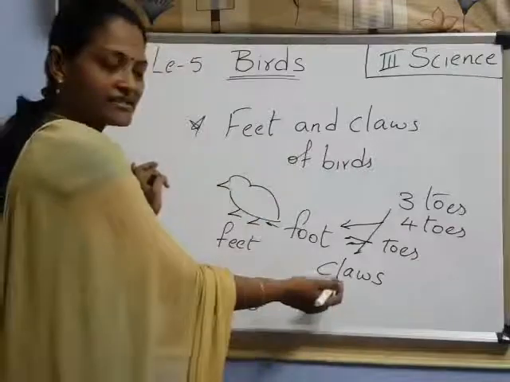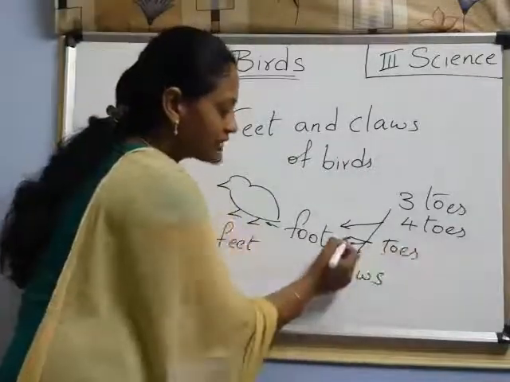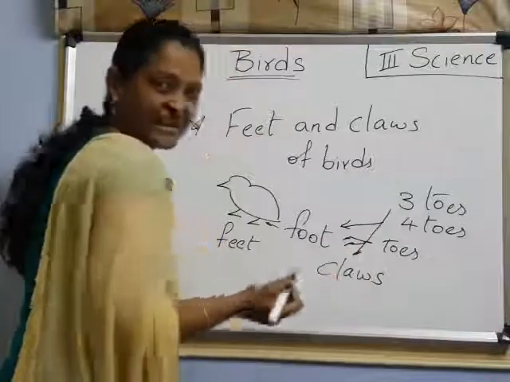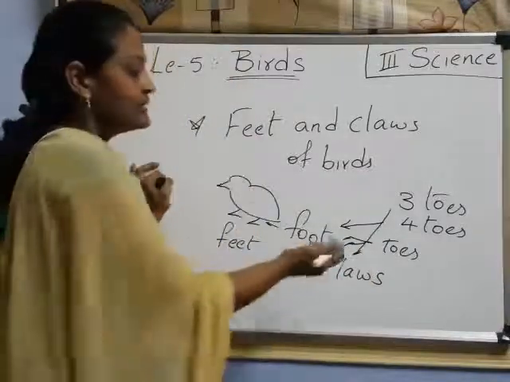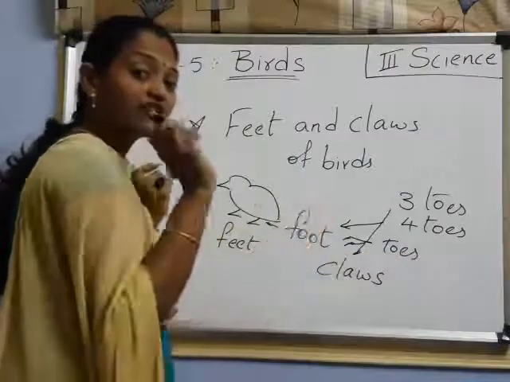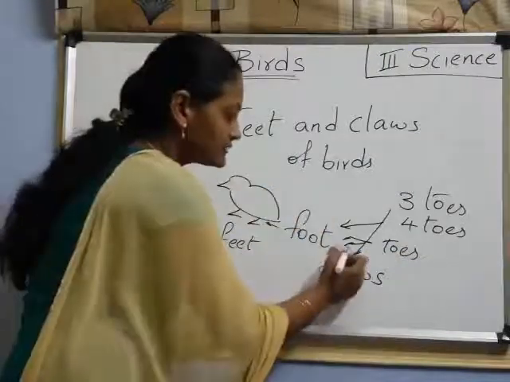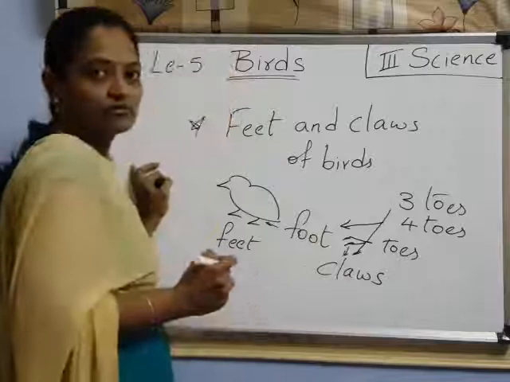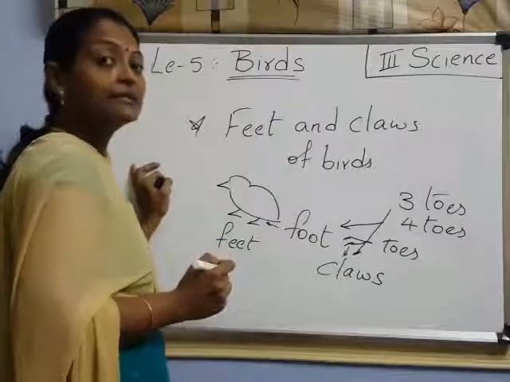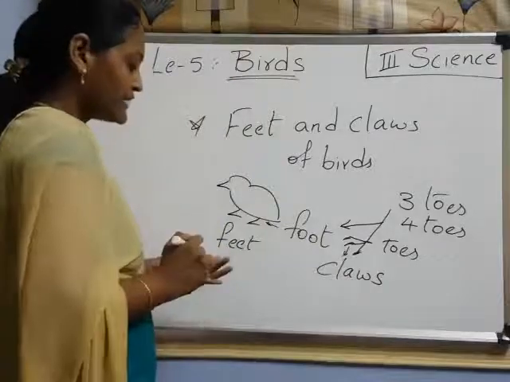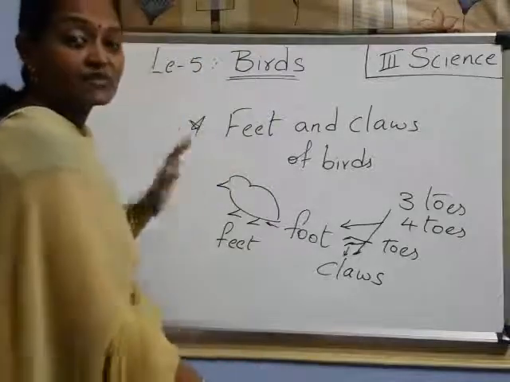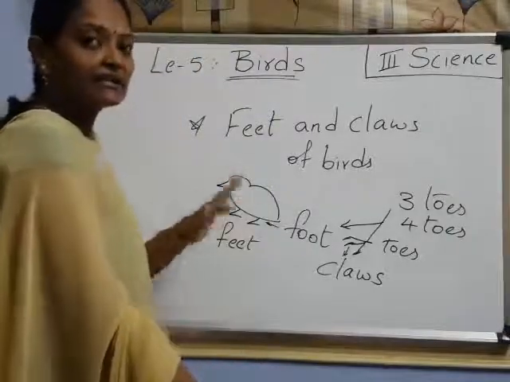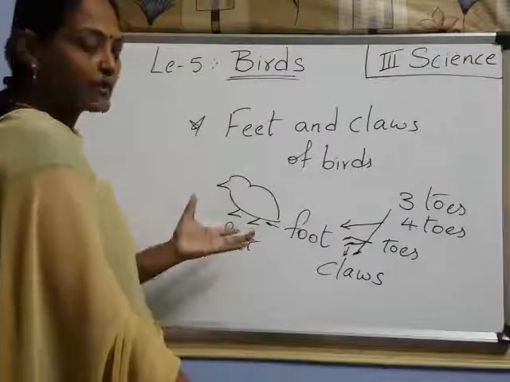Understood? Now we'll see these toes have sharp nails. We also have nails, right? For the fingers, like that. For the birds, the toes have sharp nails, those are called claws. So sharp claws are there for the birds, right? Now we'll see which birds have various types of feet and claws. What are those? We are going to learn now.